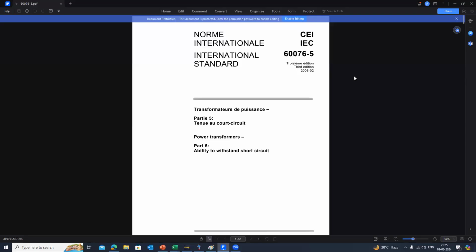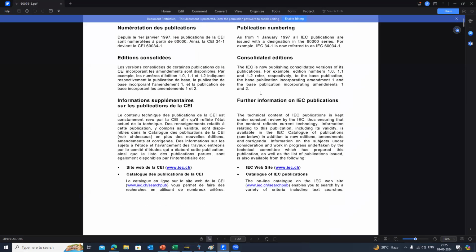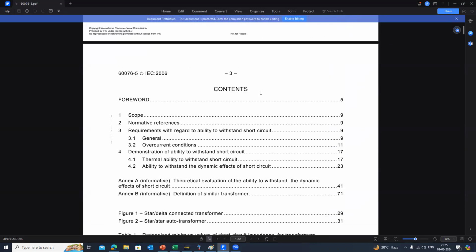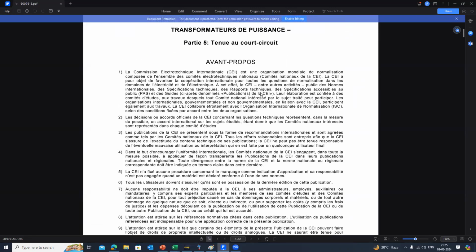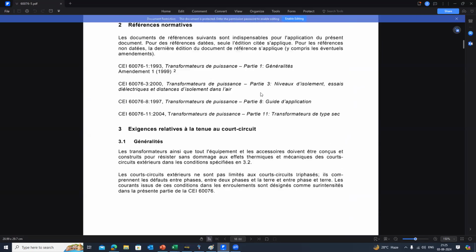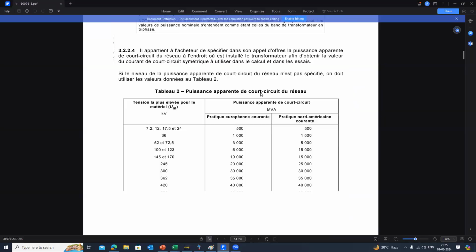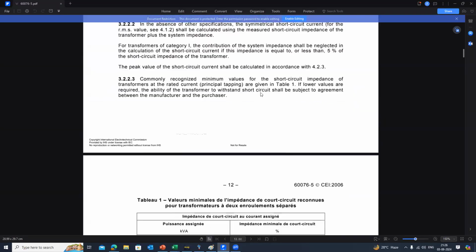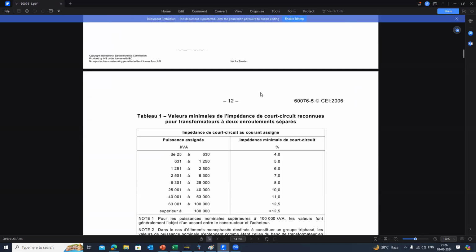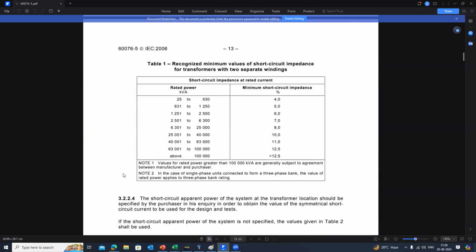I hope the document is visible, right? So this is the IEC 60076 part 5 document. As I mentioned, this IEC 60076 gives us, let me go to the particular table number. This is the table which I want to tell you. If you see here, IEC 60076 part 5 table 1 is very important. It gives the typical or minimum impedance values. This is one of the important aspects to start with when optimizing the transformer impedance, right?